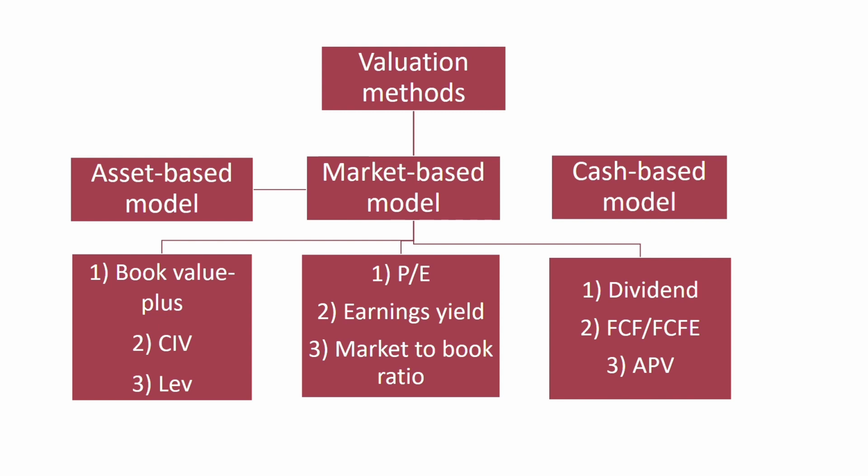So everything I've summarized in this. First I will be starting with the asset based model, then market based, then cash based. You can take a picture of this before I proceed to the next slide. Okay, so first under asset based, we have book value plus CIV, average. Under market based, we have price earning ratio, earnings yield, market to book ratio. Under cash based, we have dividend, FCFE, that is free cash flow to equity, and APV, adjusted present value.